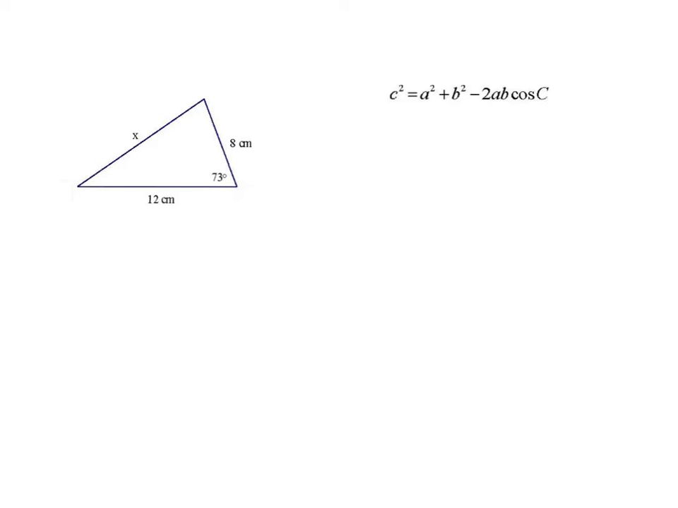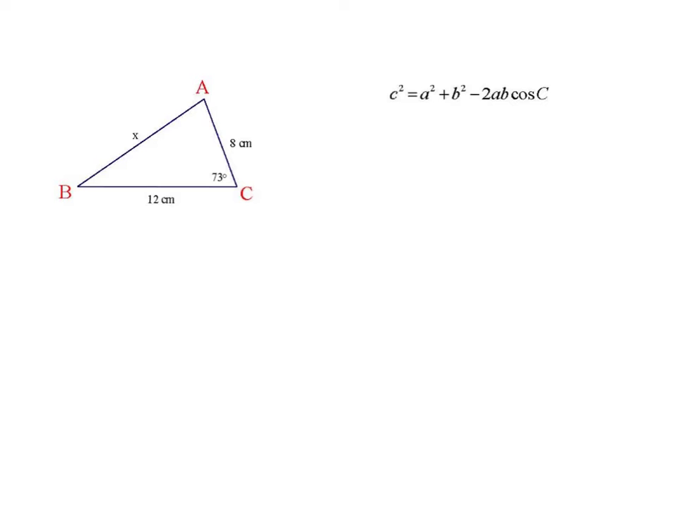The first thing we want to do is label the triangle ABC according to the formula, regardless of how it was labeled before. So the angle that is 73 degrees should be angle C. Angles A and B can be in either position, since the formula is symmetrical with respect to A and B.